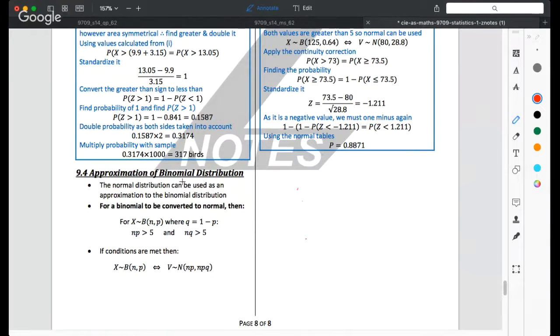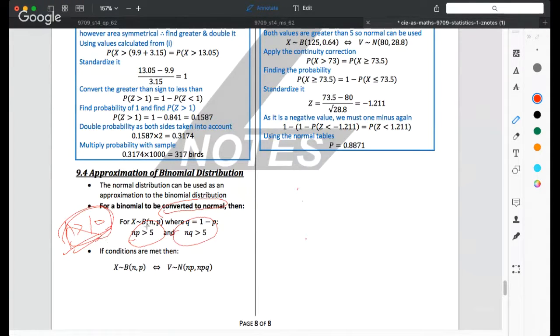For a binomial to be converted to normal, it must have NP greater than 5 and NQ greater than 5. It kind of means that N should be at least larger than 10, because we know that at least one of P and Q should be smaller or equal to 0.5. So in order for this to hold true, N must at least be greater than 10.